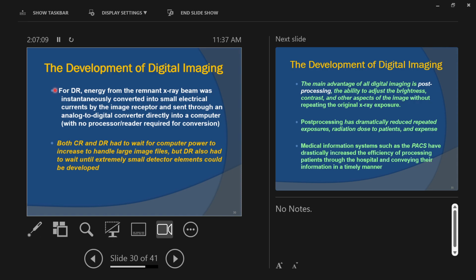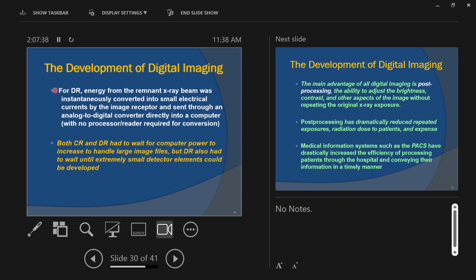The detector has to be smaller than the thing you're trying to see, right? If you have a detector cell, like a little square like that, and the thing you're trying to see is this big, you can't see it, right? You can only see something the size of the detector or bigger, okay? So the smaller the detectors are, the smaller the thing you can see is. DR had to wait for small detectors.